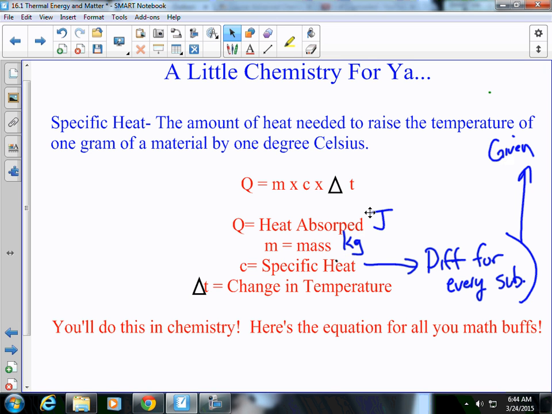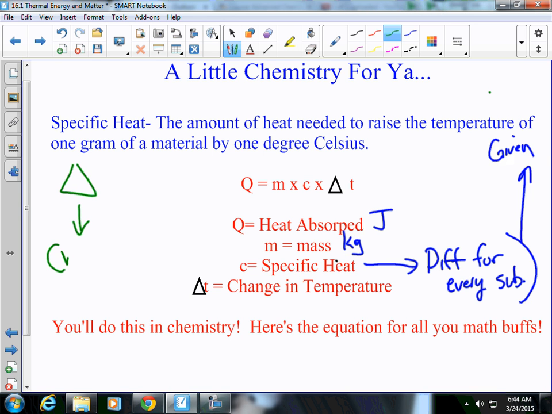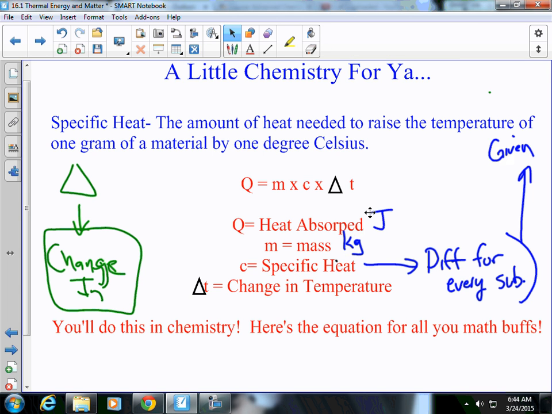Then lastly, change in T. Now, triangle, we haven't talked about this yet, but anytime you see a triangle in chemistry, it means change in. All right? It's the Greek letter delta. So how do you get the change in temperature? You're simply going to subtract your final temperature from your initial temperature. We are going to work a little bit with this tomorrow in class. We will also do a lab on specific heat.